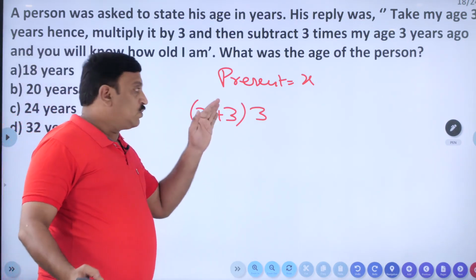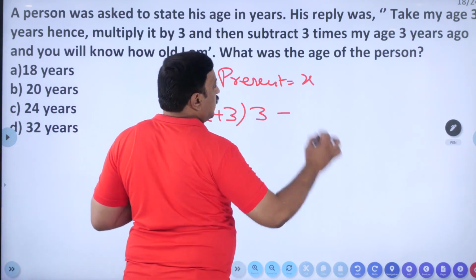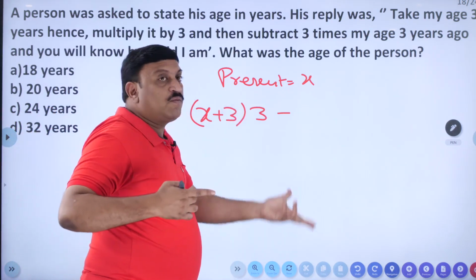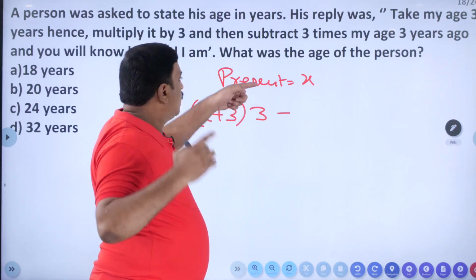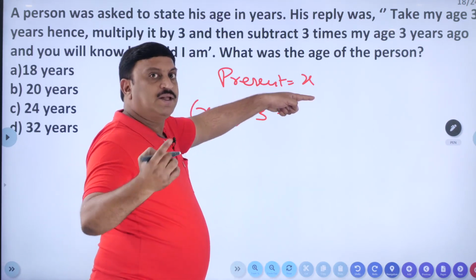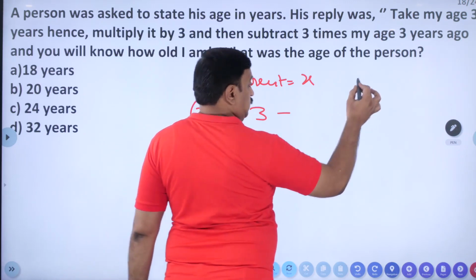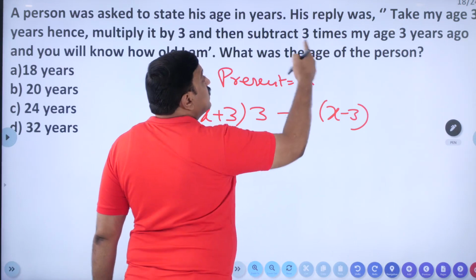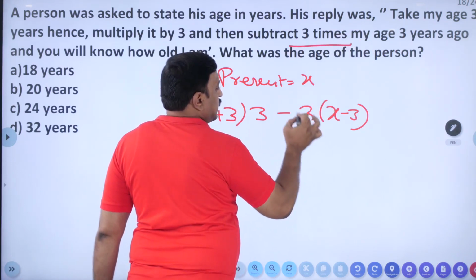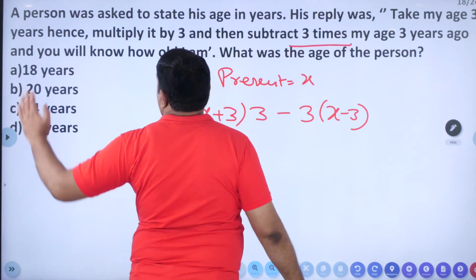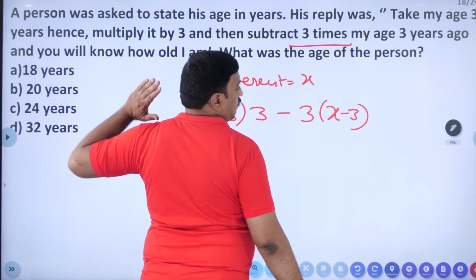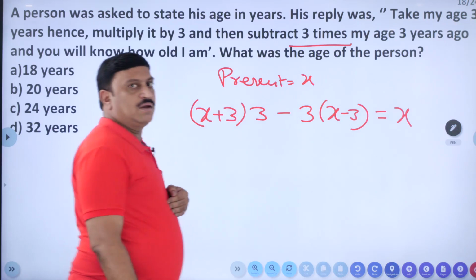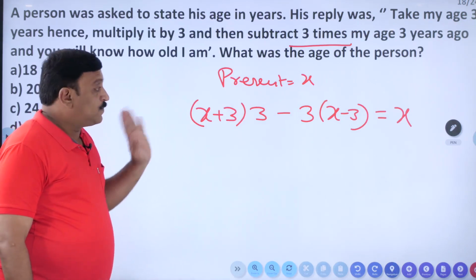So what you have to do now, subtract this entire thing with 3 times of my age 3 years ago. 3 years ago, with present x, is x minus 3. Not just x minus 3 should be subtracted, this is 3 times this one. So it is 3 times. Then, and you will know how old I am. That means you will get my age. What is my age? That is x you will get.